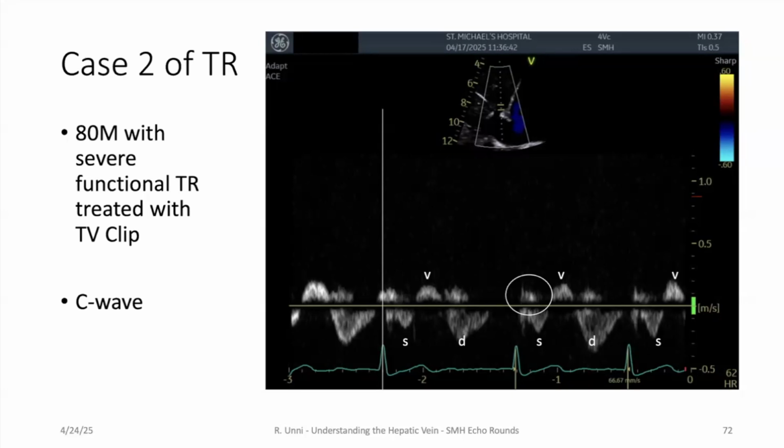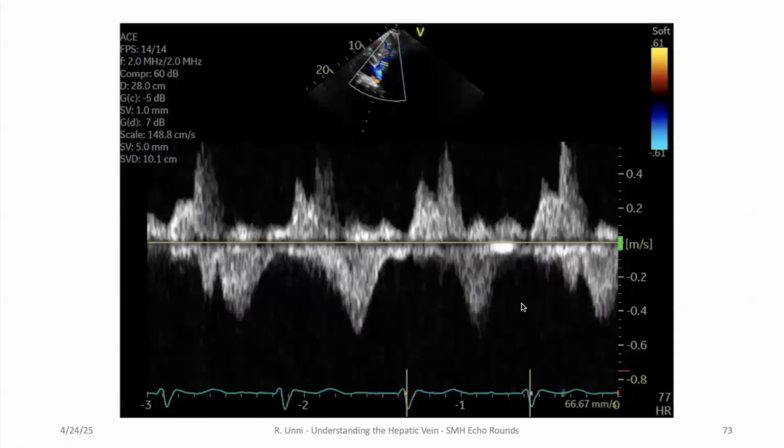So as that tricuspid valve closes, it bulges into the RA. Even before you get that kind of S wave, you can get an initial retrograde deflection, potentially a C wave. Okay, let's look at some more TR.